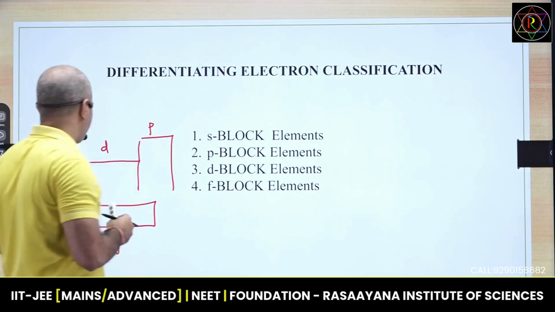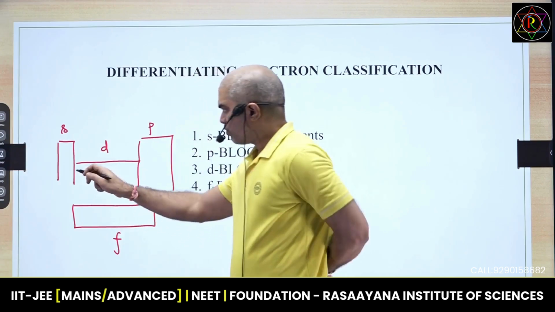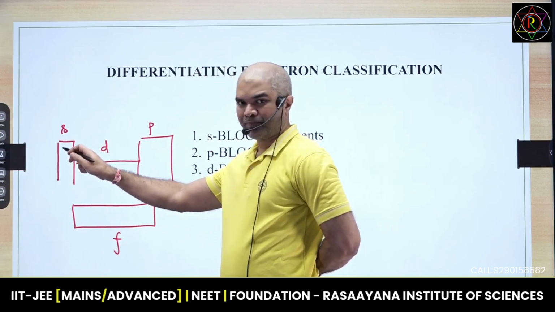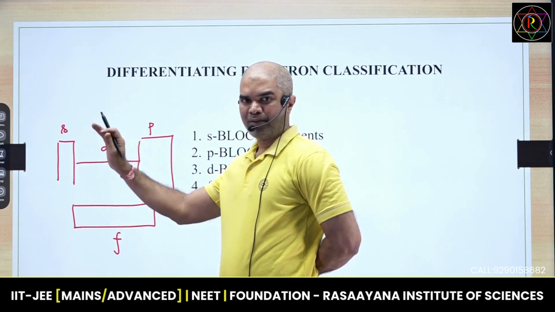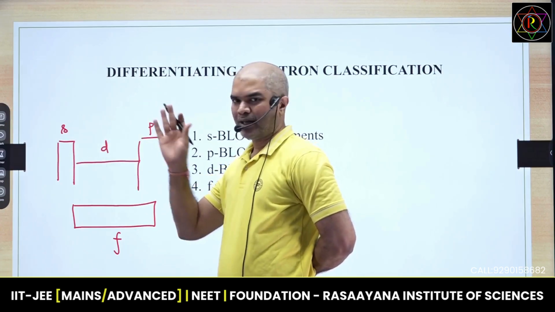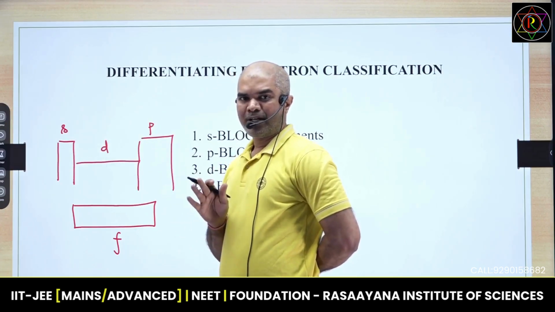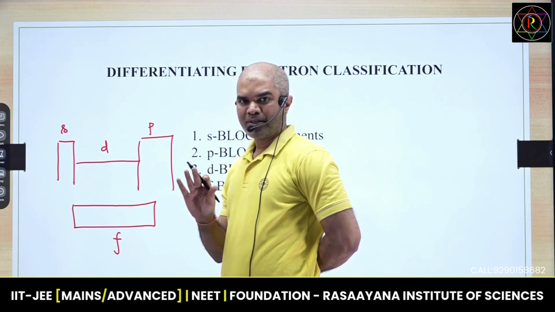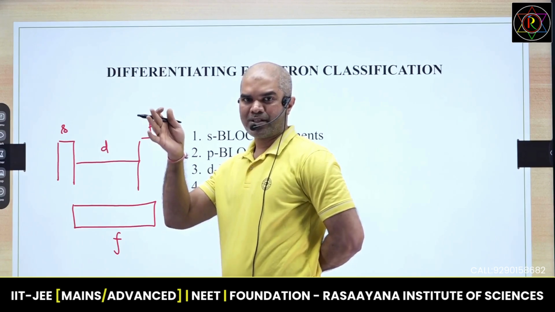Since these are the beginning elements, their electropositivity will be very high. Electropositivity will be very high for these elements. They have a fixed oxidation state. Suppose if I take alkali metals, the fixed oxidation state will be +1. You don't find variable oxidation states.